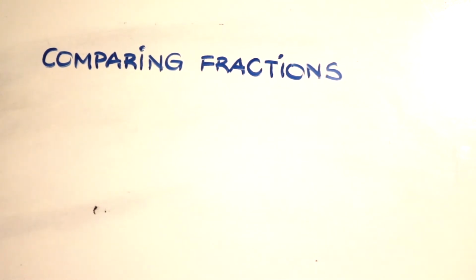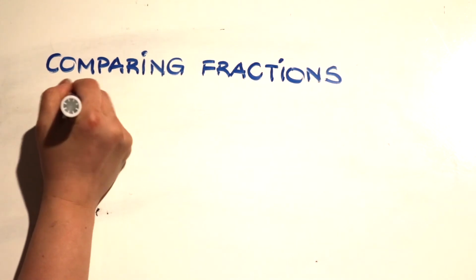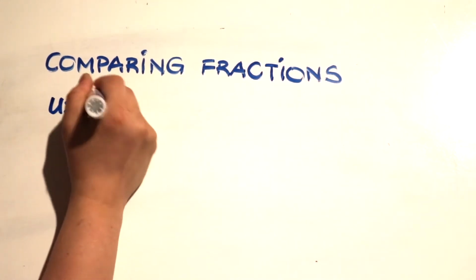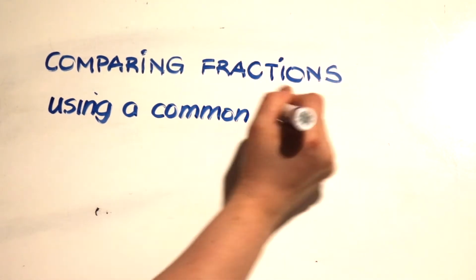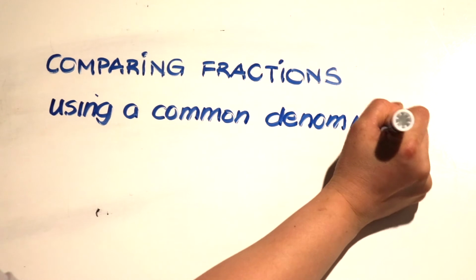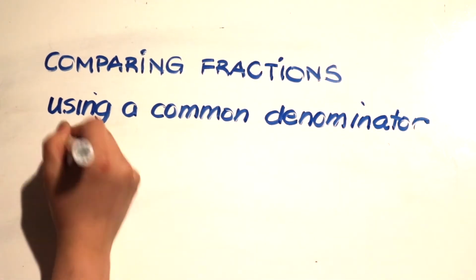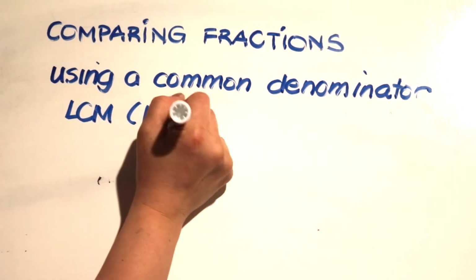Okay, now let's look at comparing fractions. So our first method is using a common denominator. So the common denominator is based on the least common multiple of the two denominators.